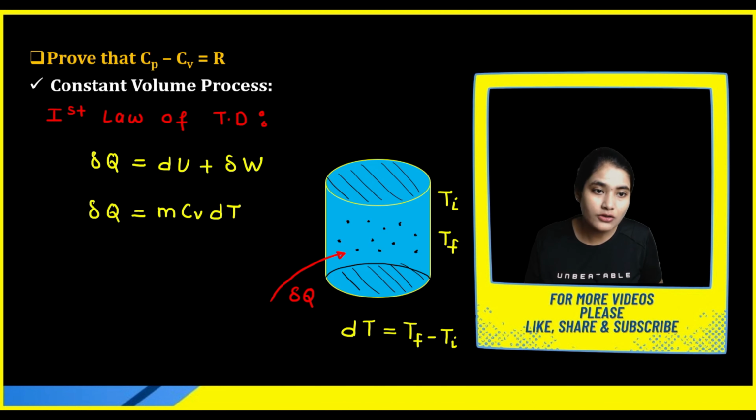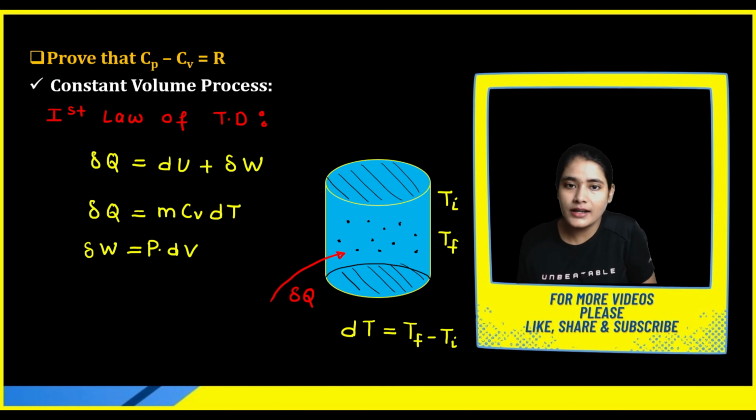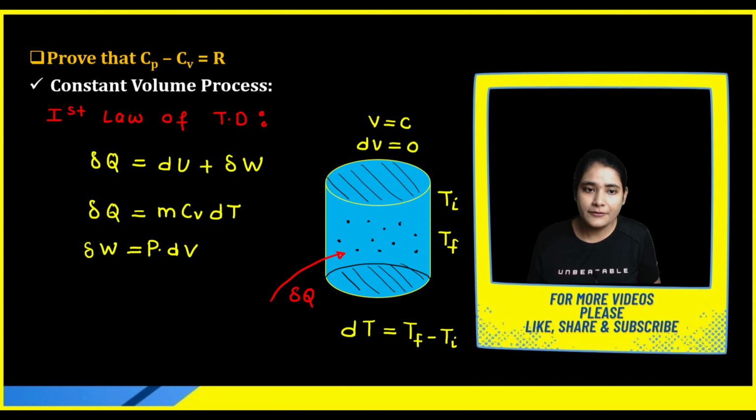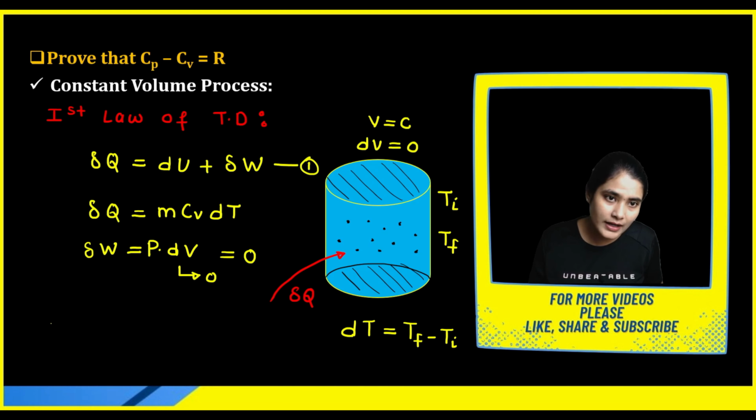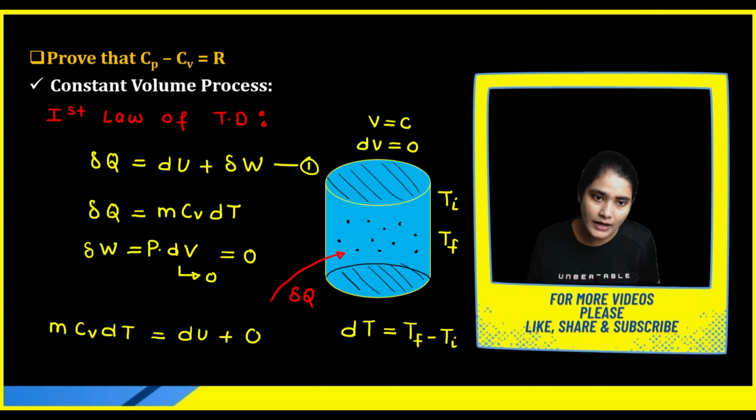Now let's talk about the work transfer. What is the work transfer formula for a closed system? That is P dV. As we already know, it's a constant volume process. Volume is not changing, so the change in volume will be equal to 0. If the change in volume is 0, the work transfer will be equal to 0. Very easy. Now in the first law of thermodynamics, try to put all these conditions. In place of del Q, I am going to put m Cv dT, which is equal to dU, and in place of del W I will put 0.